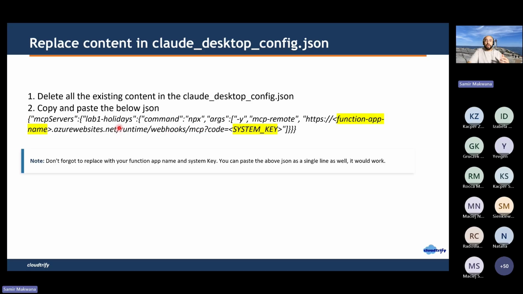Make sure you have your MCP server name correctly mentioned, the URL with your appropriate function name is mentioned, and the key which you have generated within your Azure function. Okay. And don't forget to replace these keys and everything. Don't just simply copy paste this text because it will not work in that way. Okay.